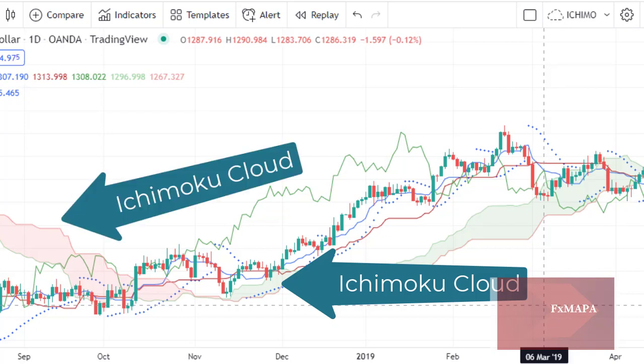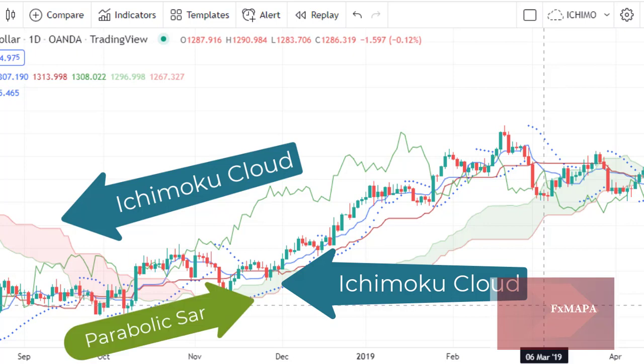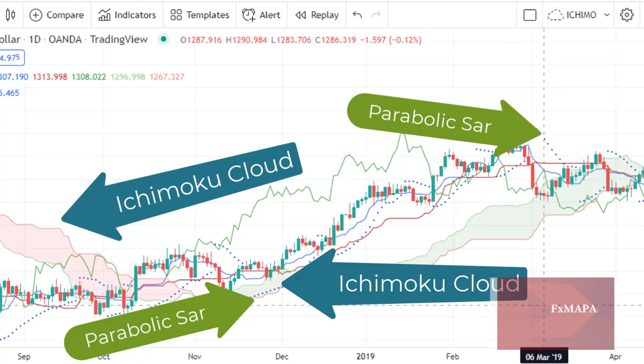The Ichimoku cloud is a collection of technical indicators that show support and resistance levels, as well as momentum and trend direction. The parabolic SAR is used to get an idea about a stock's trend direction. We first get to know the parabolic SAR indicator. How does the parabolic SAR indicator work? This indicator tells us about the change of direction and reversal of trend.